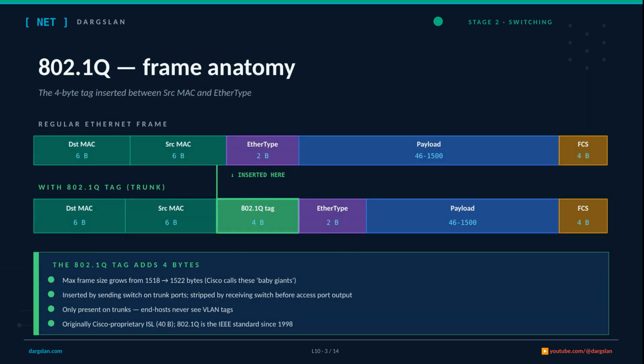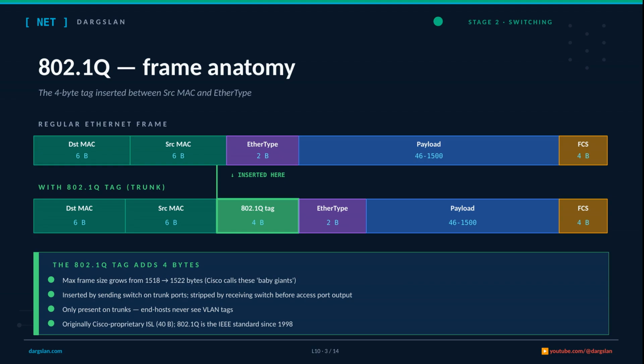A regular Ethernet frame has destination MAC, source MAC, EtherType, payload, and the frame check sequence at the end. When a switch sends that frame out a trunk port, it slips a 4-byte 802.1q tag right between the source MAC and the EtherType. That's the only structural change. Those 4 extra bytes push the maximum frame size from 1518 up to 1522, which Cisco affectionately calls baby giants.